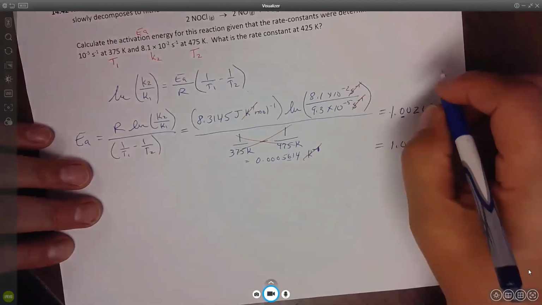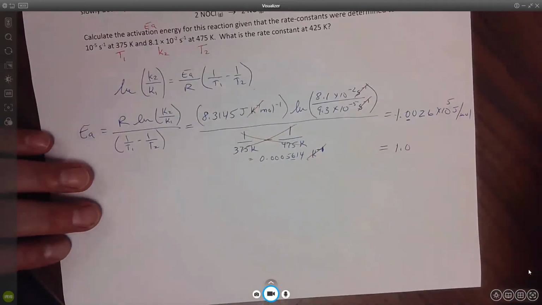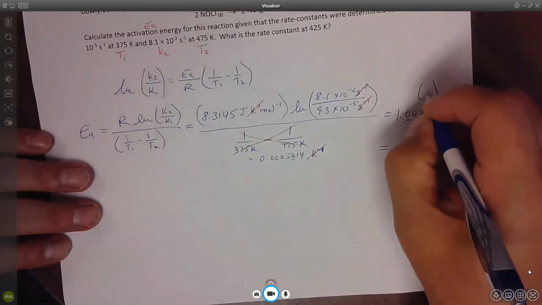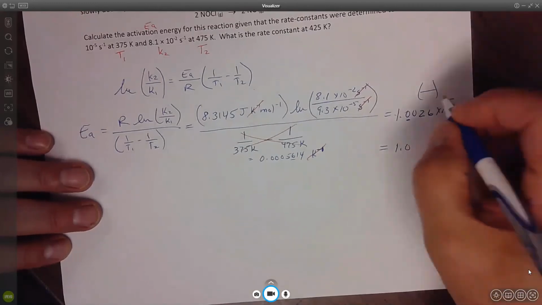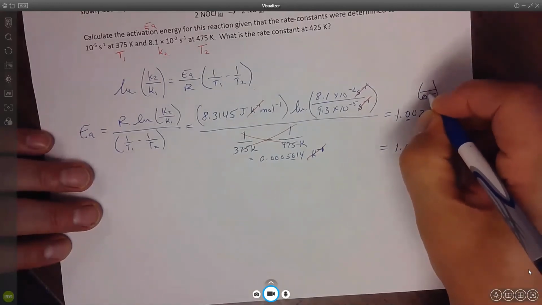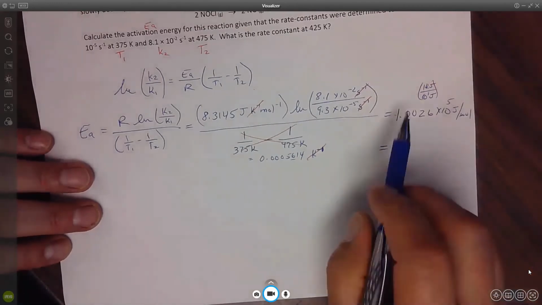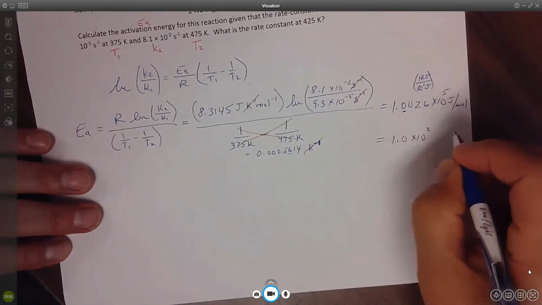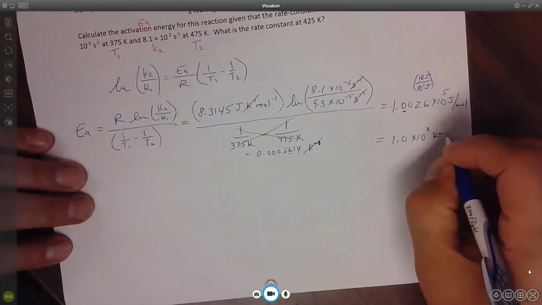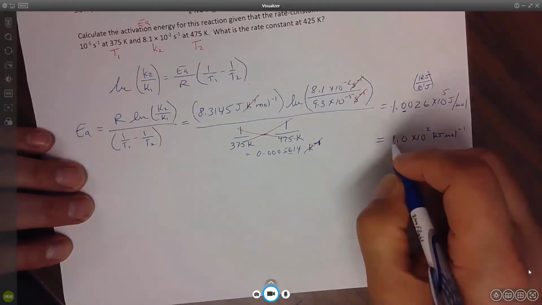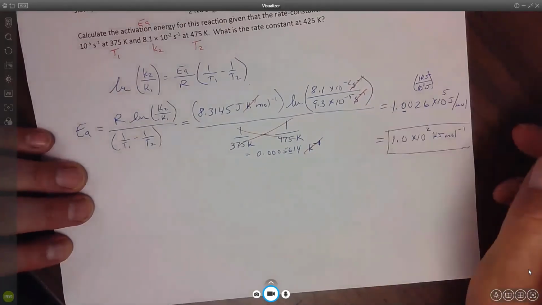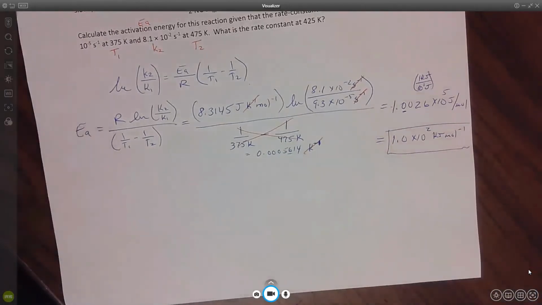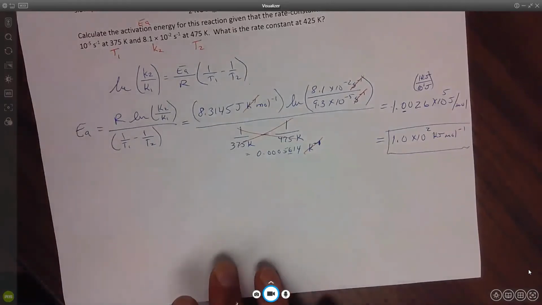I'm actually going to change this to kilojoules because that's the normal units. To change it to kilojoules, well, there's 1,000 joules in 1 kilojoule. So that's 10 to the 3rd, 10 to the 5th. So that means this is going to be times 10 to the 2 kilojoules per mole. So there is the activation energy for this reaction. Any questions with that?